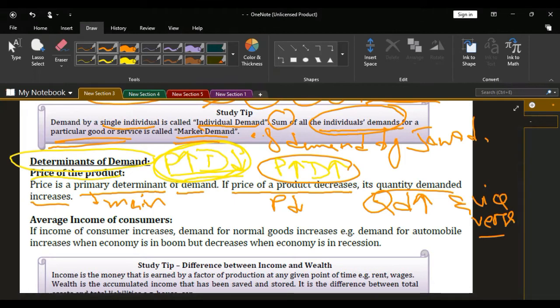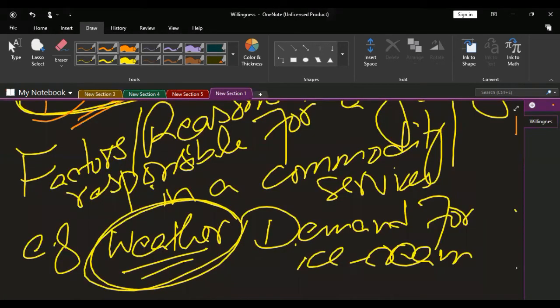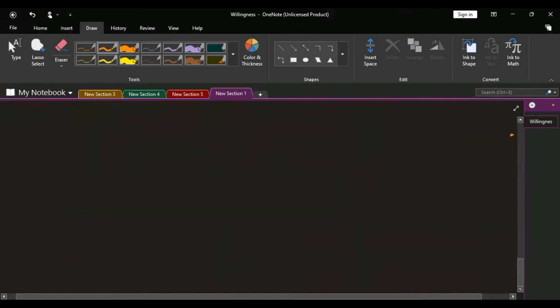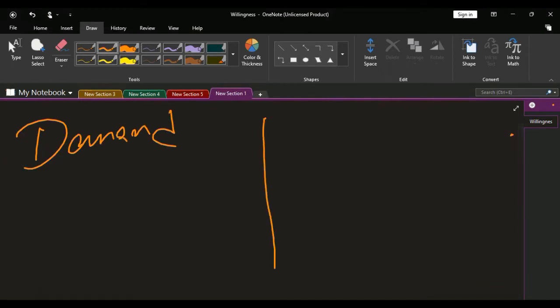Let's firstly discuss what is the difference between demand and quantity demanded.